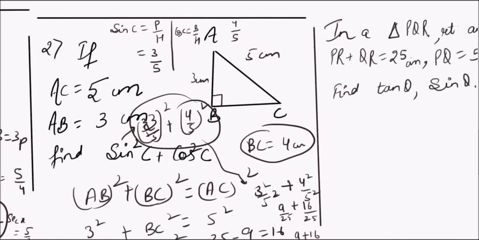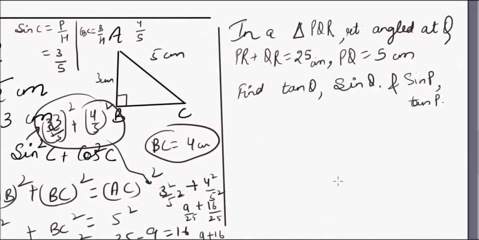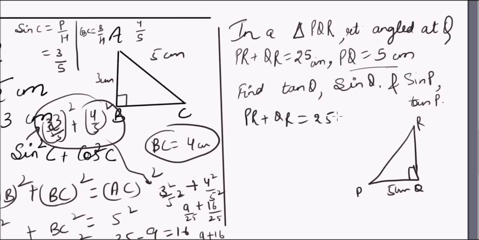in a right-angled triangle. The last question says, in a triangle PQR, right-angled at Q, say we have a triangle PQR which is right-angled at Q. PQ is 5 cm and PR plus QR is 25 cm. Find tangent P, sin P, and tangent R.